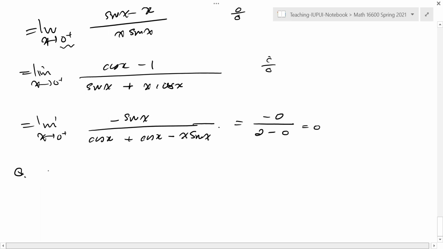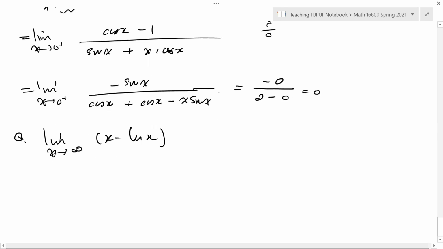The next problem, how about x minus natural log x? Wow. Then what are we going to do? I can't even combine that. Any clue? Is this the infinity over infinity type? You cannot apply L'Hopital's rule here directly, because it cannot be expressed as a quotient.